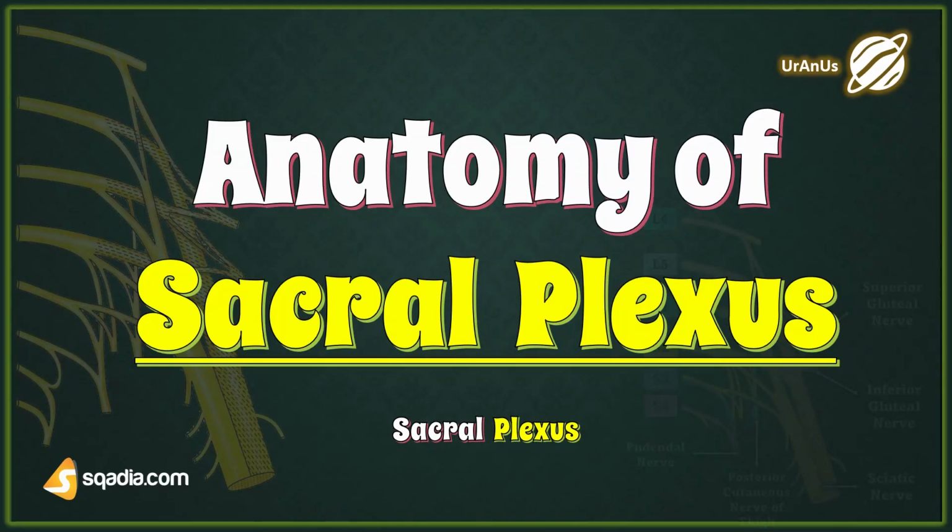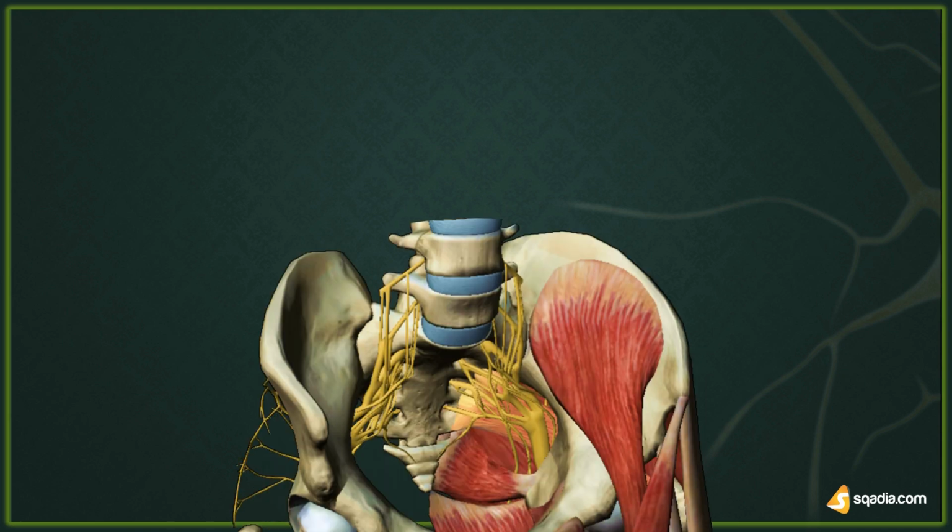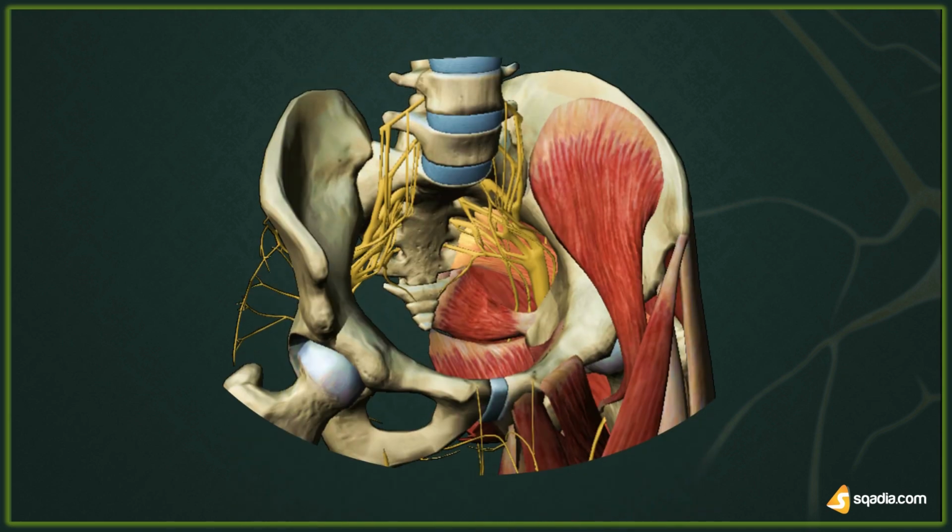The sacral plexus is a network of nerves that is primarily located in the pelvis, specifically in the posterior abdominal wall and the pelvic cavity. The plexus is positioned on the posterior surface of the piriformis muscle, a flat muscle located in the buttock region.